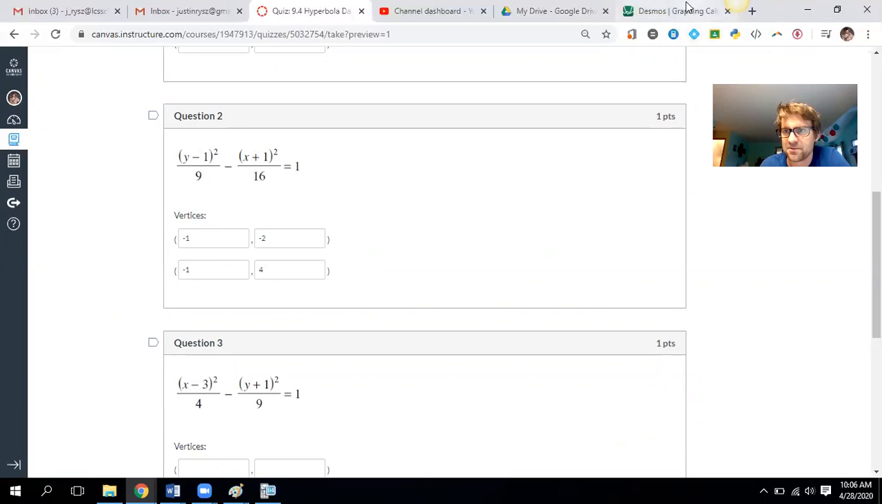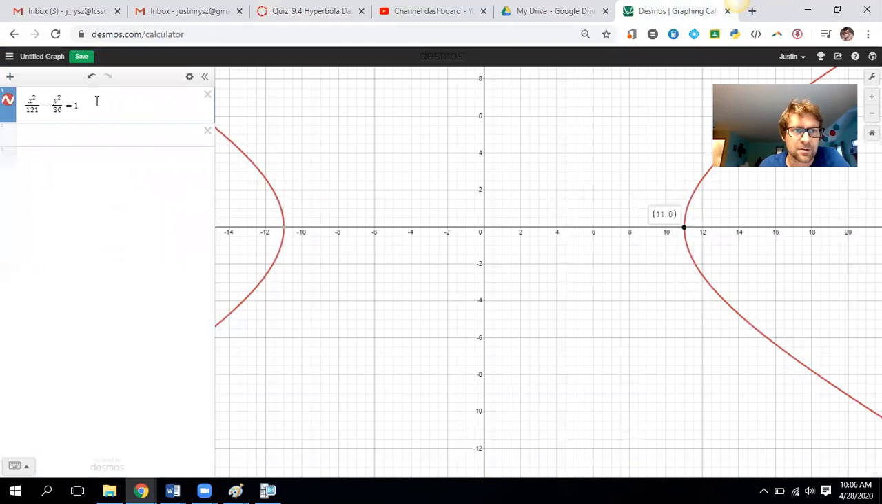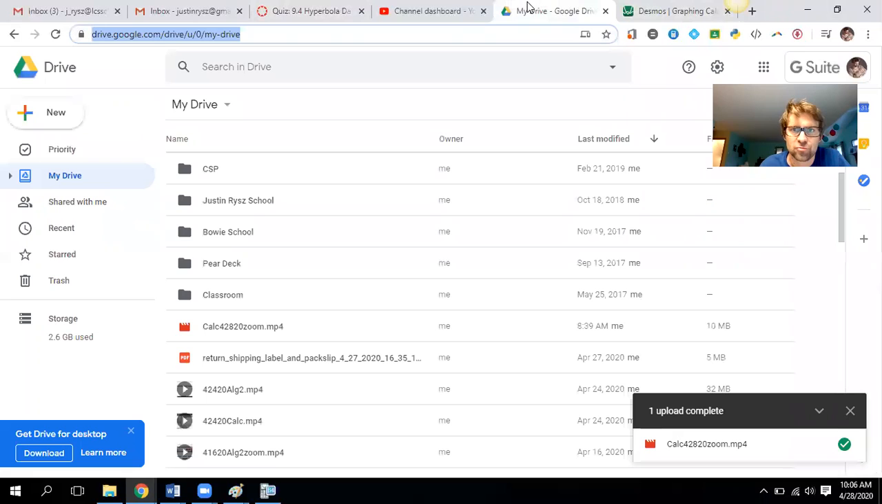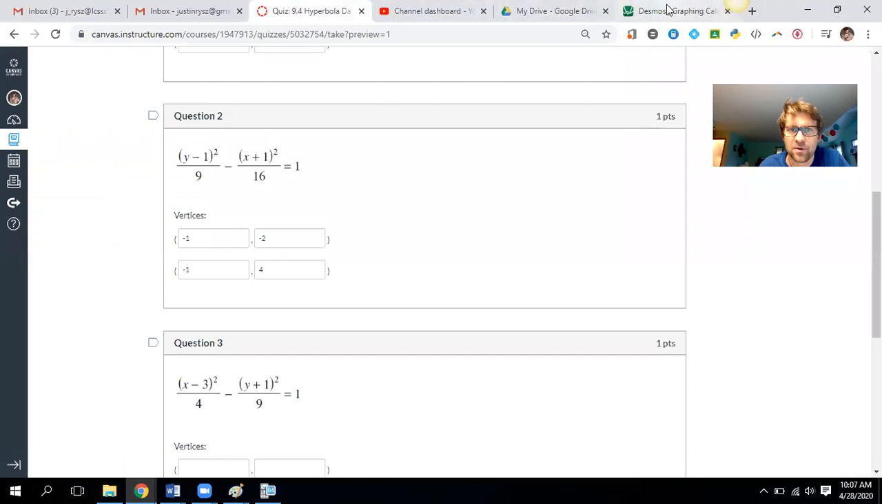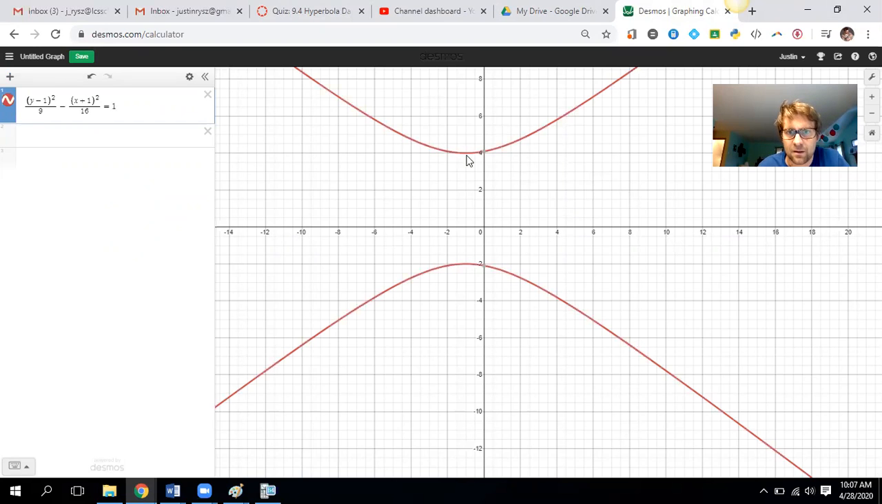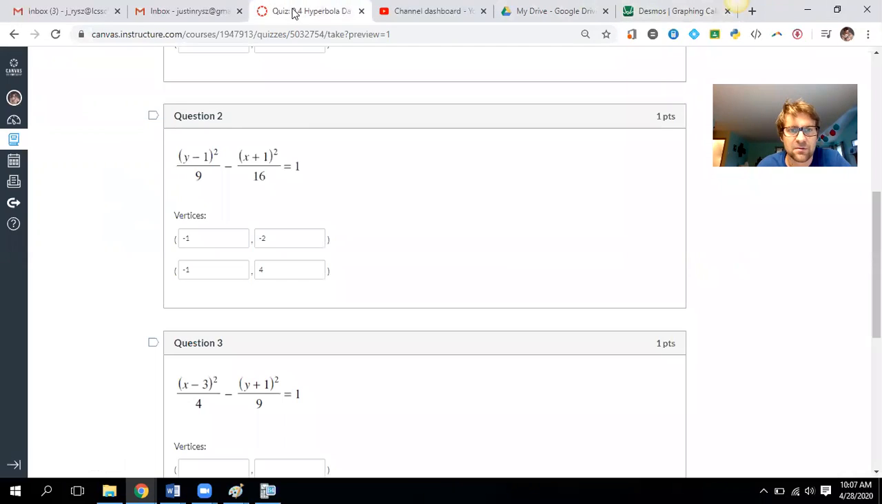But I'm going to type this into Desmos to double check the work. So we had y minus 1 squared divided by 9 minus x plus 1 squared divided by 16 equals 1. If we look here, we can click: (-1, 4), and then below that (-1, -2). So there we go. I think we got it right.